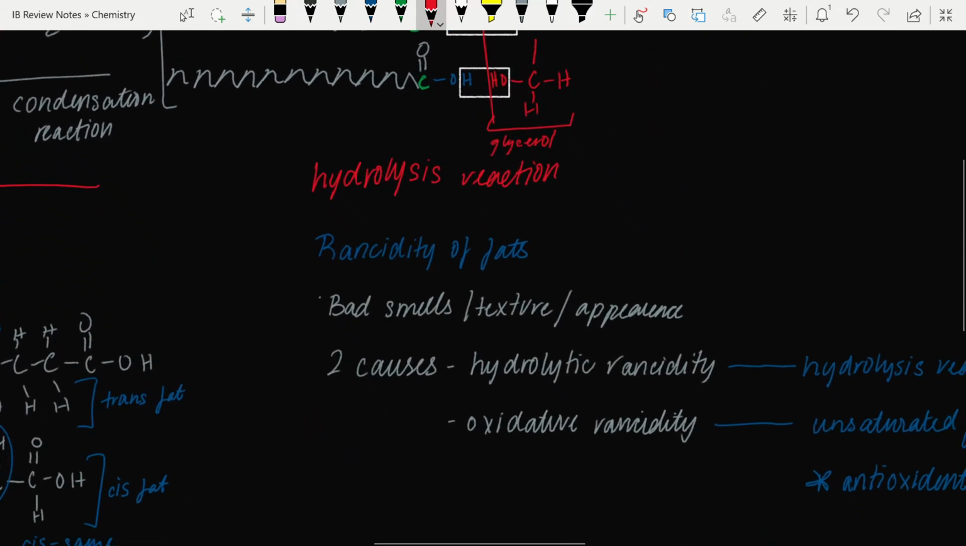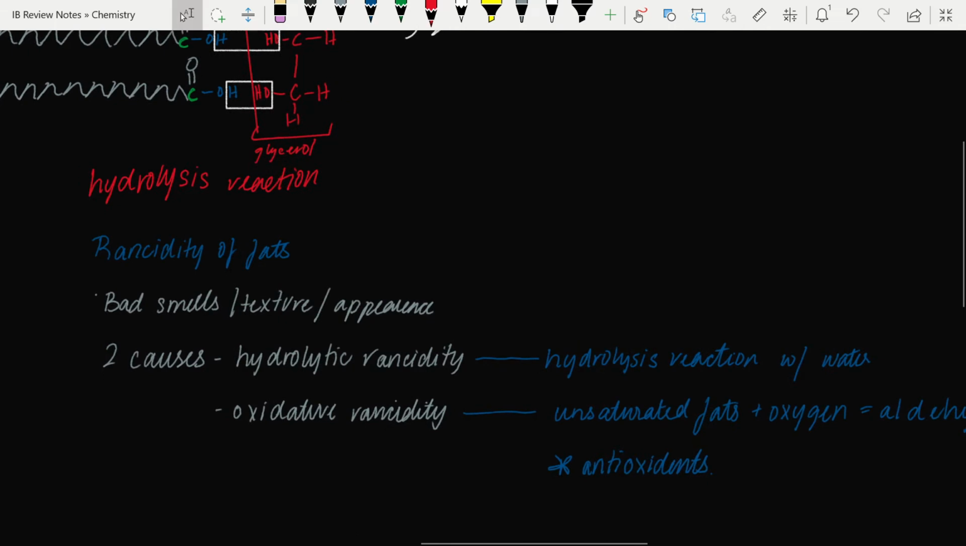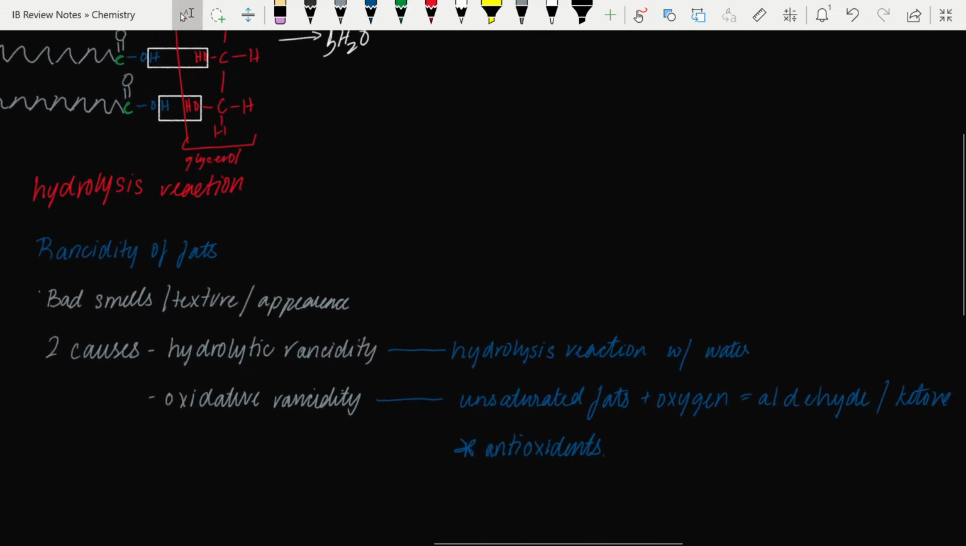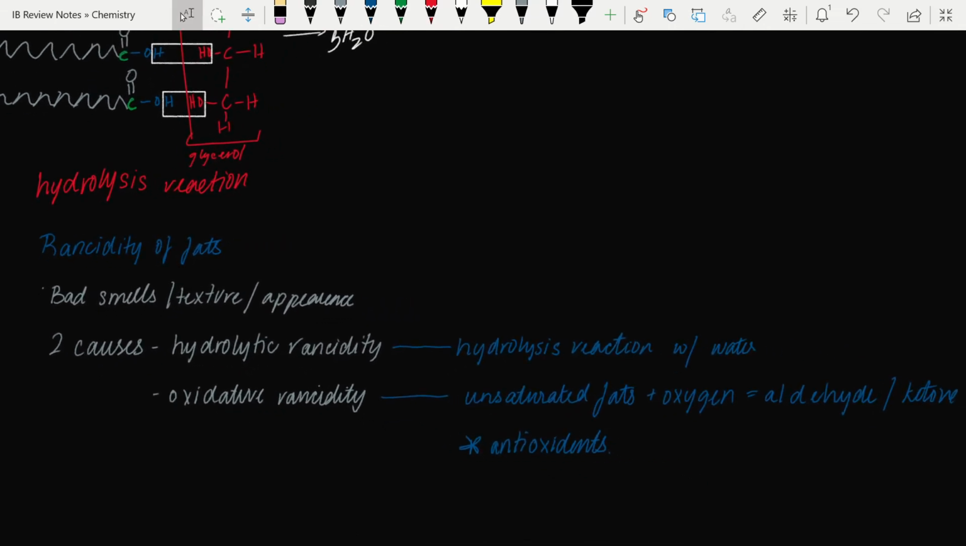Okay, now let's look at rancid fats. You know when sometimes you see food and it has a bad smell, texture, or appearance, there are 2 causes for that. There is hydrolytic rancidity and oxidative rancidity.